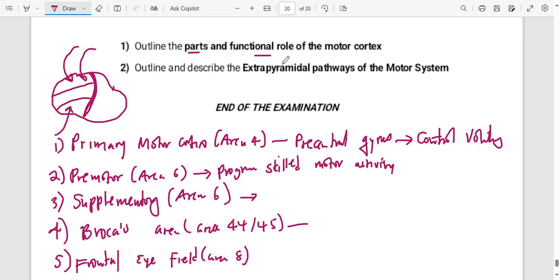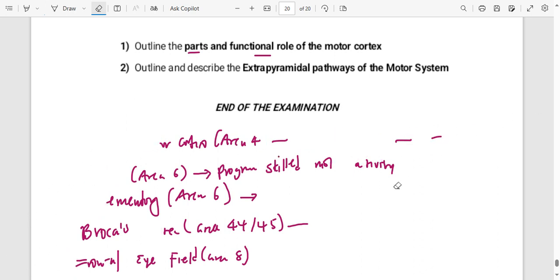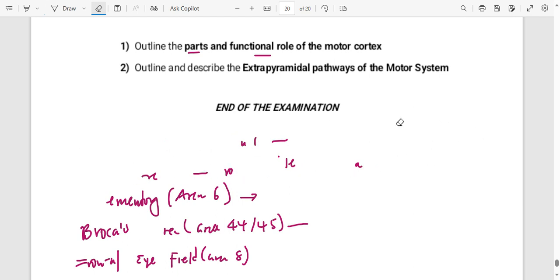Outline and describe the extrapyramidal pathways of the motor system. Anyone that can say something about that? Extrapyramidal, just anything. Anything that you can say. Yes, please.